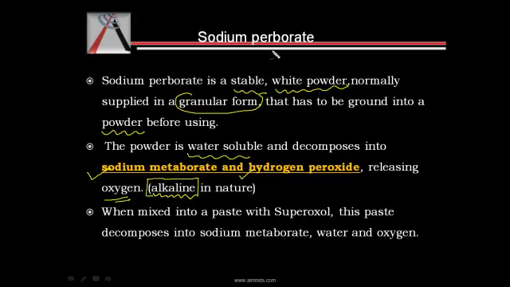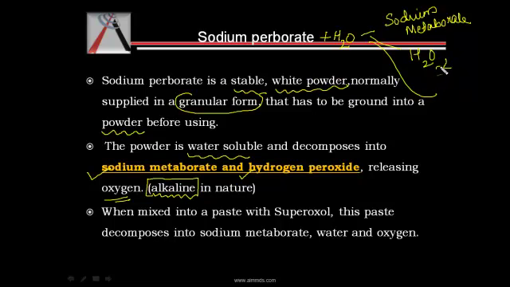So sodium perborate itself is not the active ingredient. When sodium perborate is mixed with water, it releases sodium metaborate, H2O2, and then it releases oxygen, which is responsible for bleaching.